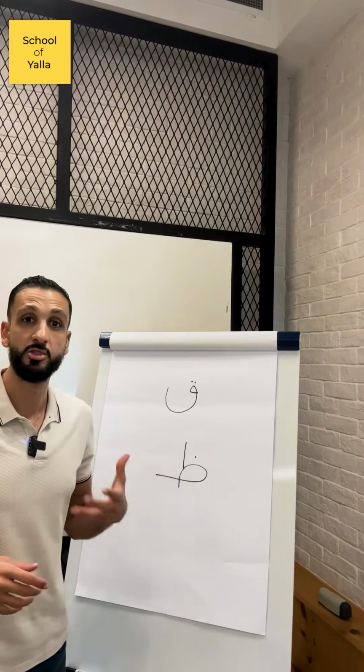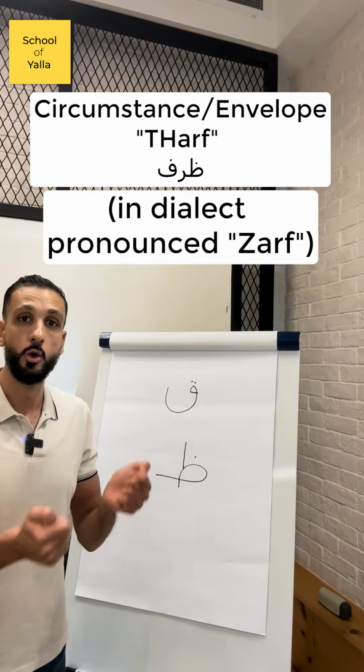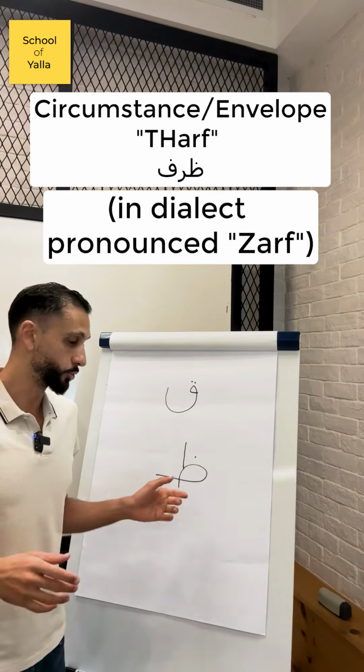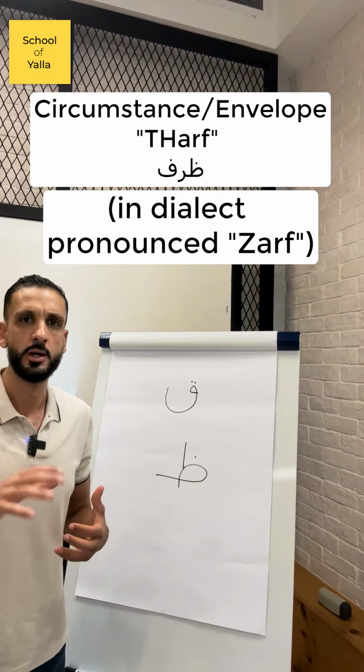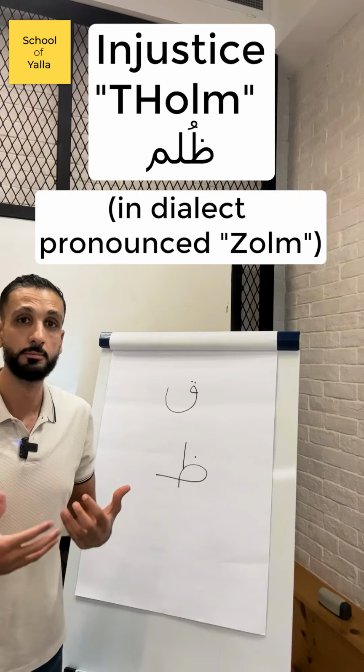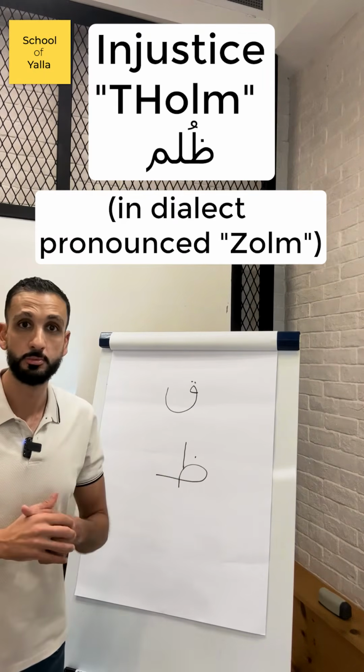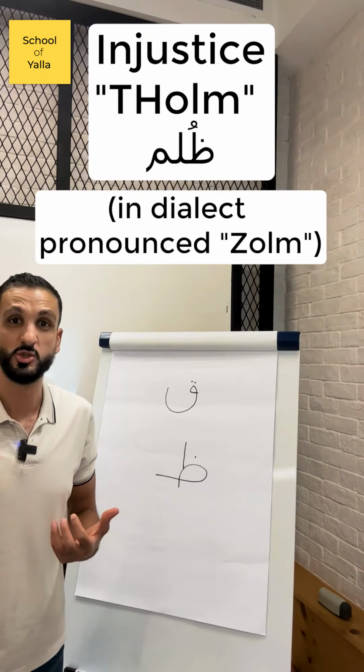So for example, we have the word dharf, which is circumstance or envelope. This in dialect would be zarf. Or you have the word dhulm, injustice. In dialect, this would be zulm, with a heavy za sound.